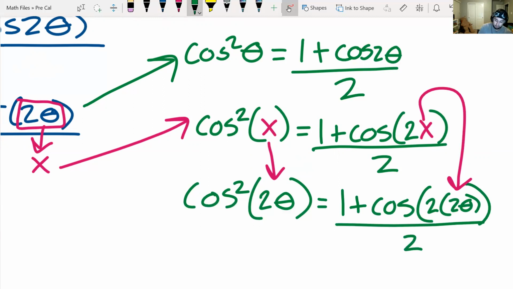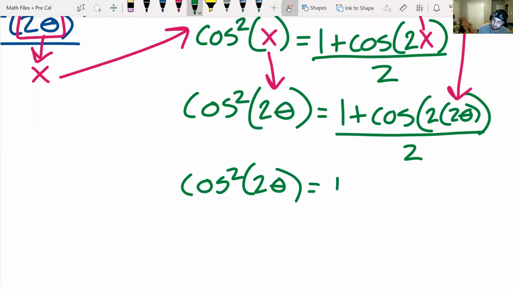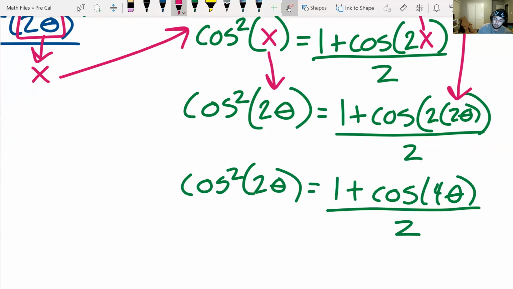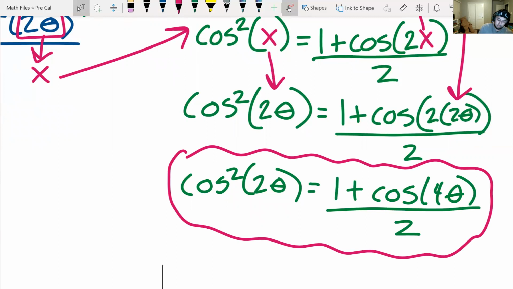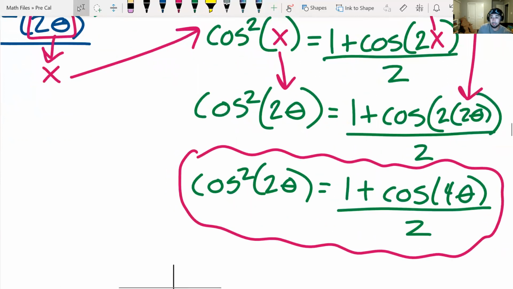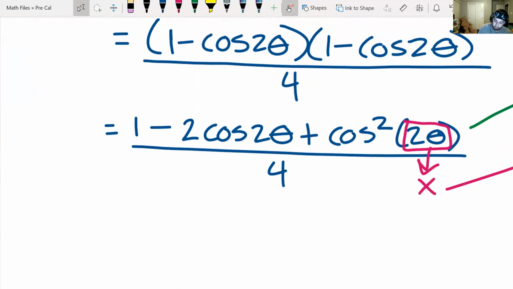Over 2. So cosine squared 2 theta is again 1 plus cosine 4 theta over 2. Same exact thing that I did above. So then that goes back in. So many colors. Okay, and just like the last one, I'm going to pull the 1/4 out.